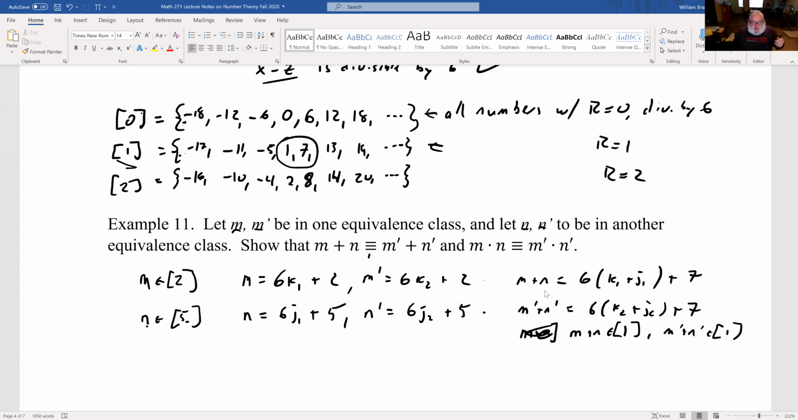Great. So what about if we multiply these things together? What's m times n? Well, you have to FOIL everything out. 6K1 times 6J1 is 36K1J1, plus 30 times K1, plus 12 times J1, plus 10.